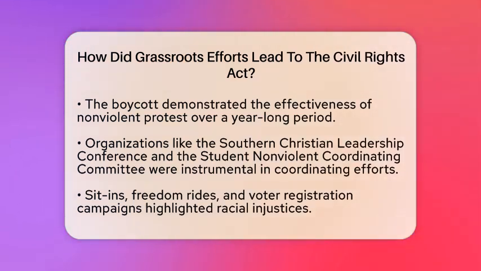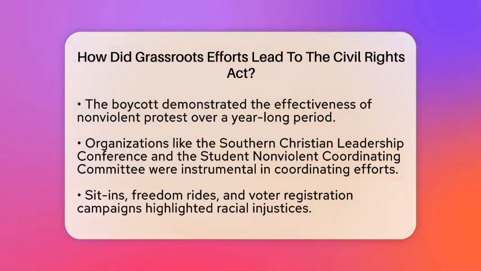Organizations like the Southern Christian Leadership Conference, led by Martin Luther King Jr., and the Student Nonviolent Coordinating Committee played crucial roles. They coordinated sit-ins, freedom rides, and voter registration campaigns across the southern United States. These campaigns faced violent resistance, including arrests and beatings, but they drew national attention to the racism entrenched in public facilities and voting rights. A key moment was the Freedom Summer Project in 1964.